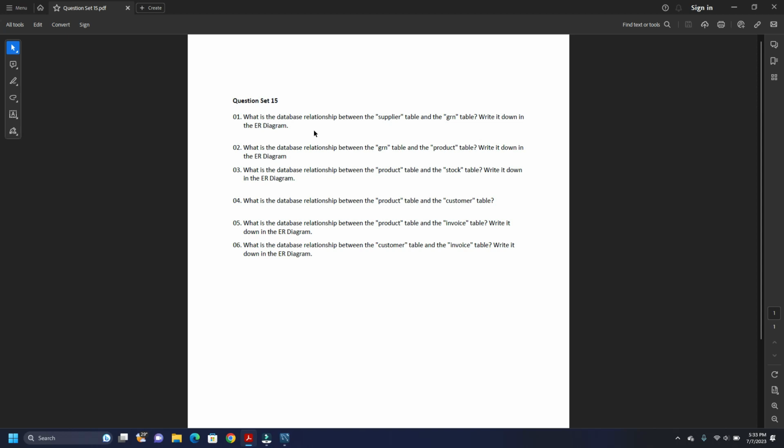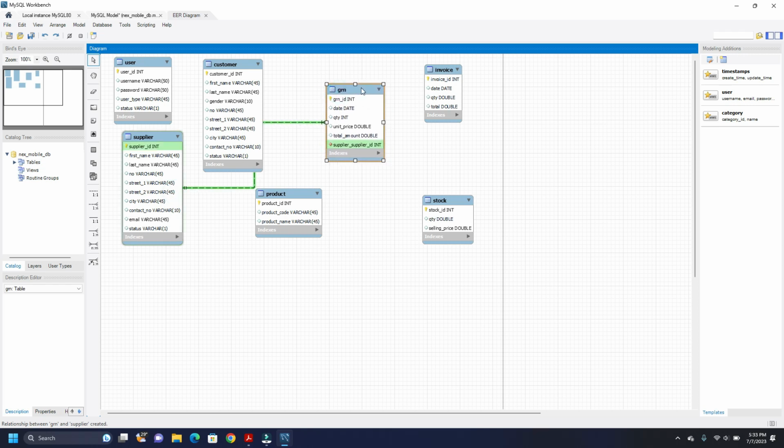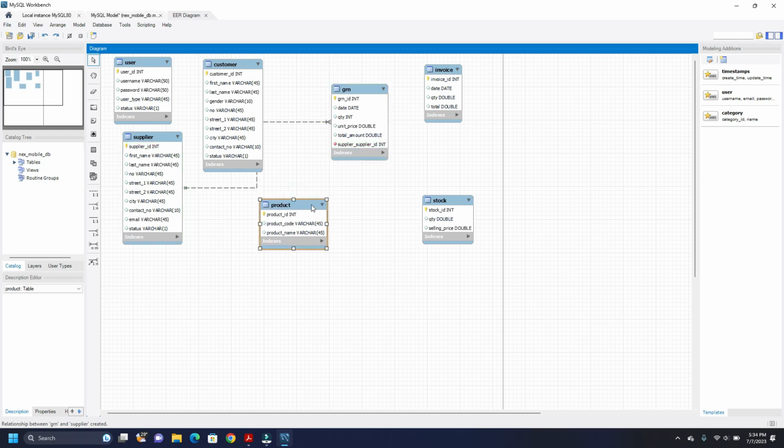So let's go ahead and create the relationship. First we select the many side, that would be the GRN table, and then we select the supplier table, and there you go, we have created the relationship between those two tables. And let's get into the next question.